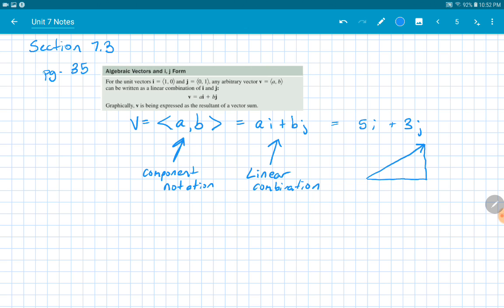And everything that we did so far with the vectors in component form, we can repeat that same process by looking at this form and recognizing that this is the a and this is the b.